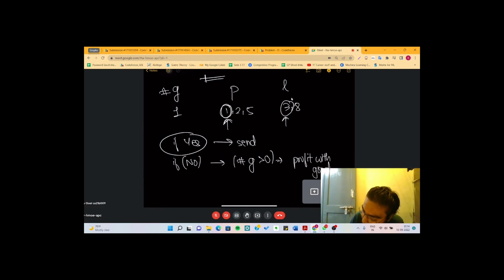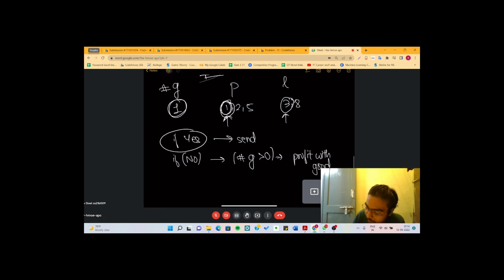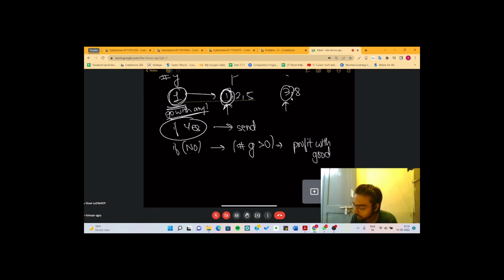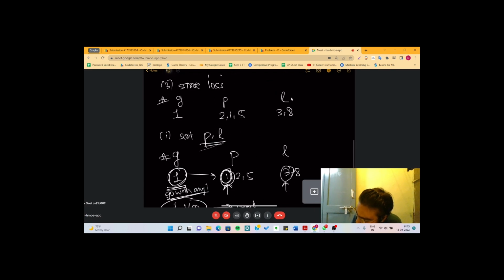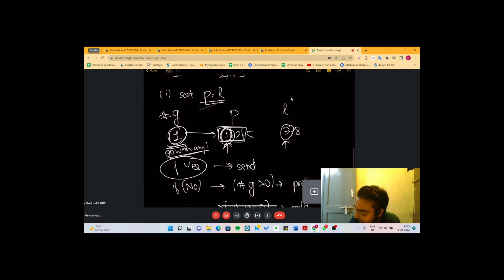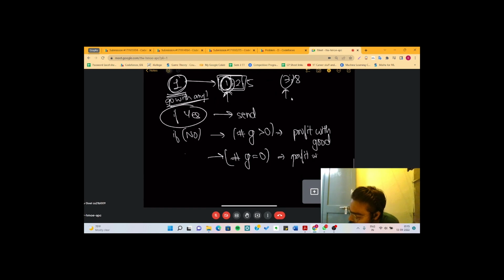Okay, so we'll pair these two up. We are not wasting a profit person here, right? This person can go with anyone. So we'll just send them with this one for this case, because it can't go with the loss person. And if there is no good person, then we'll just pair them up. Profit with profit.